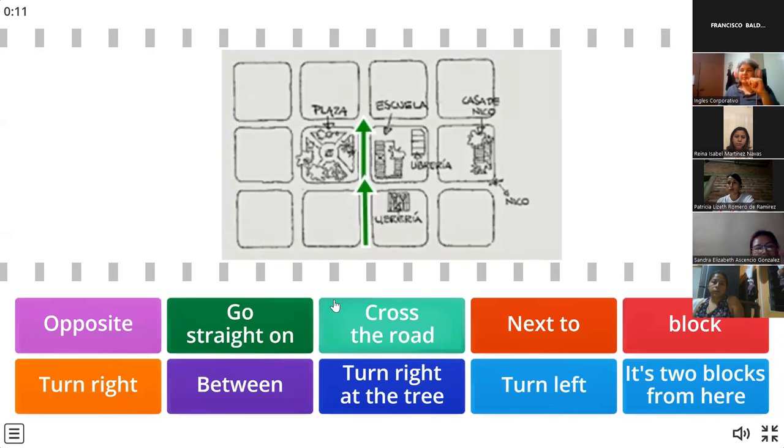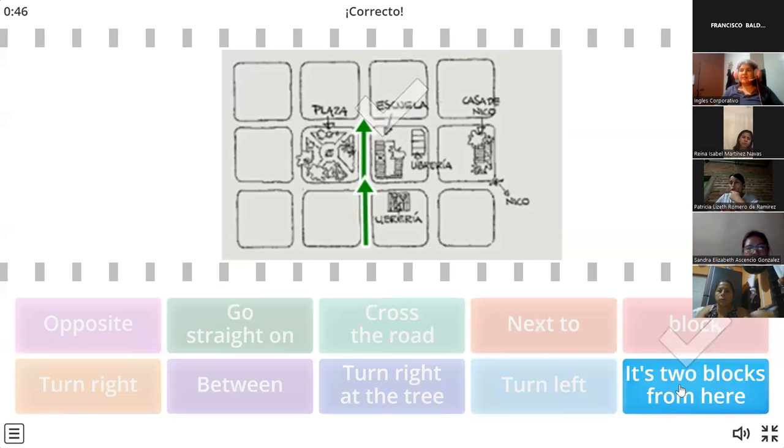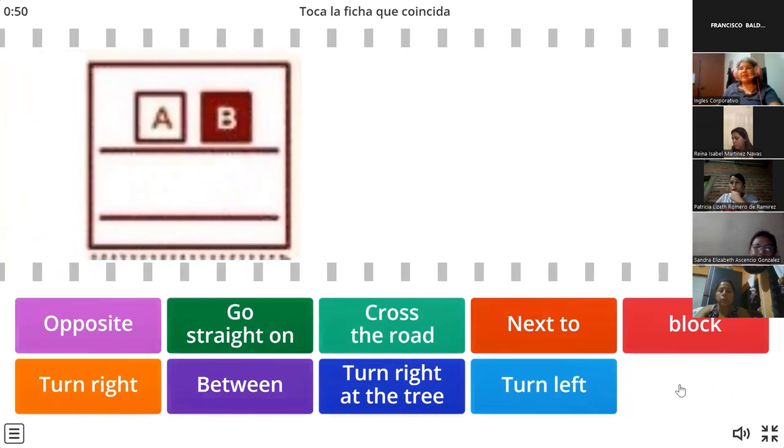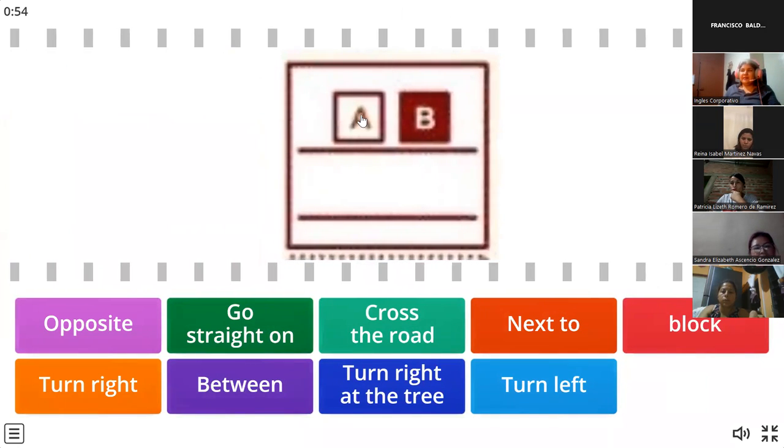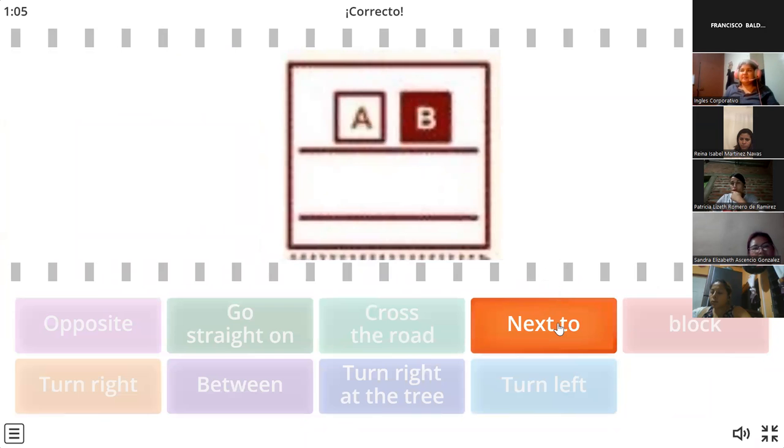What is the correct direction that you have here? Go straight on. That could be one. But we have here one and two. That means that we have to walk. It's two blocks from here. Okay, two blocks. ¿Qué significa blocks? Cuadras. Okay, very good. If A is here and B is here, next to. Okay. Very good.